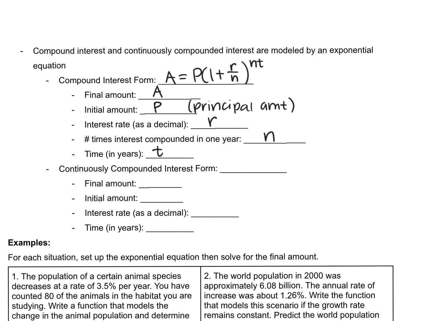In the other two, time can be whatever measurement we want: seconds, hours, minutes, days, weeks, years, months, whatever you can think of. But when we're talking about compound interest and continuously compounded interest, time is always in years. For continuously compounded interest, that formula changes slightly. It's A equals P e to the rt. Our final amount is still A, our initial amount is still P, which is still a principal, our interest rate as a decimal is still r, and our time in years is t.